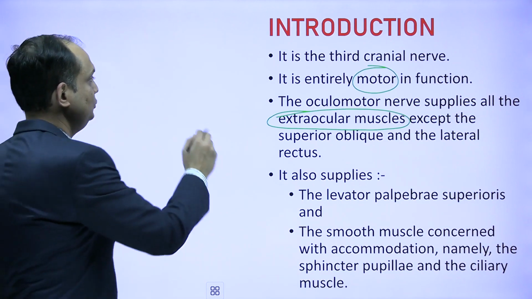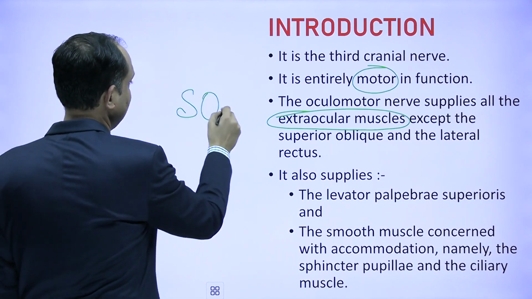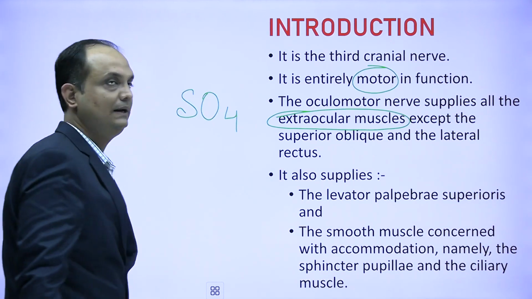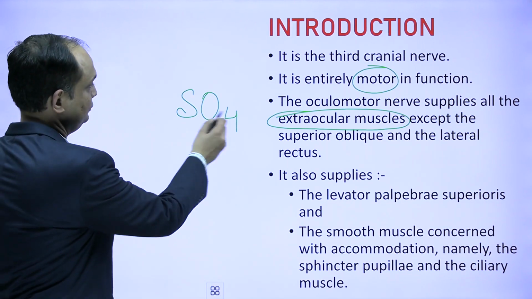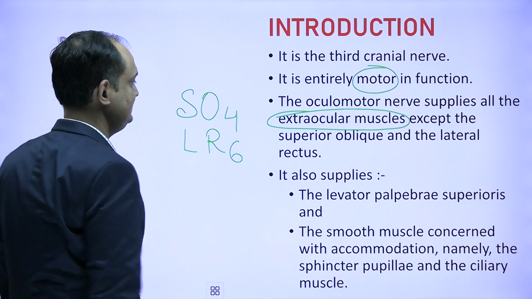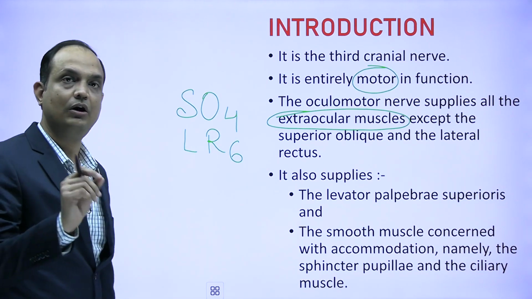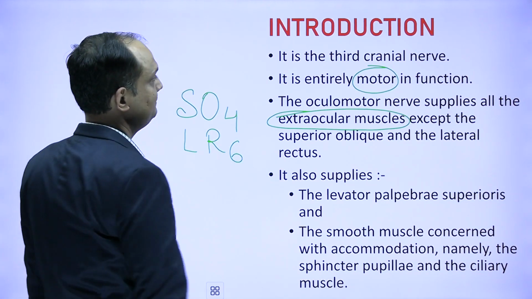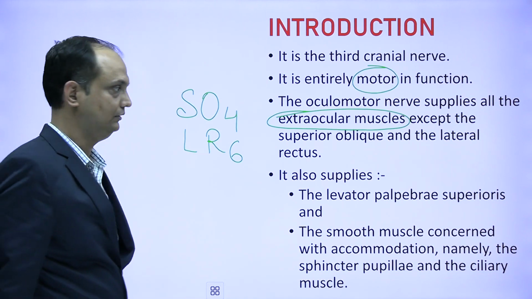Now there are two muscles: one is superior oblique, which is supplied by the fourth cranial nerve, SO4, and the lateral rectus, which is supplied by the sixth cranial nerve. All the remaining extraocular muscles are supplied by the third cranial nerve.